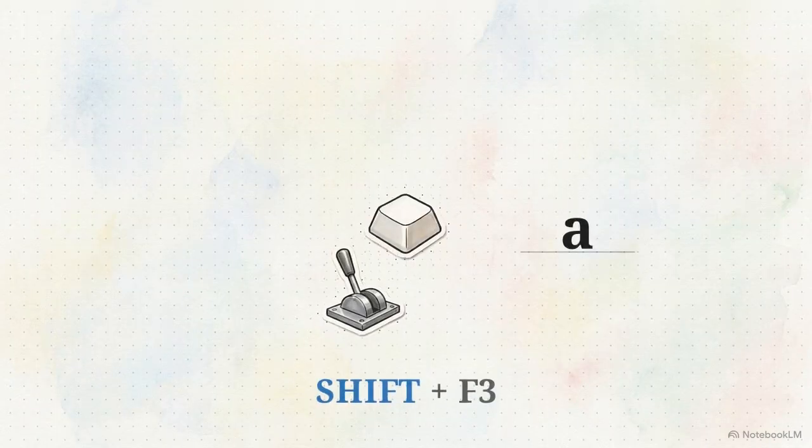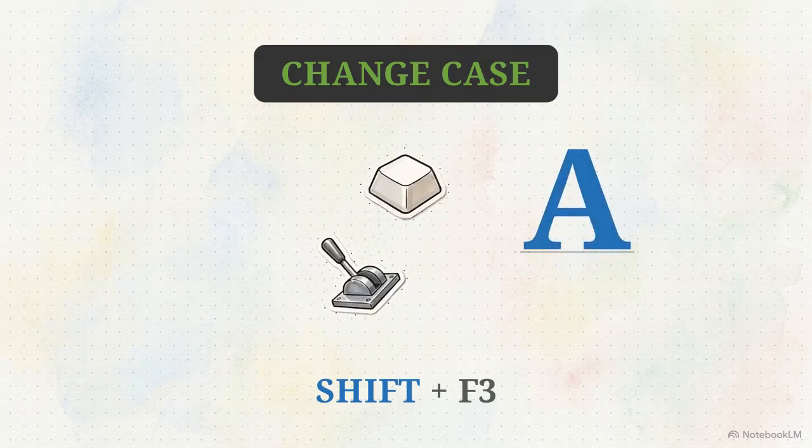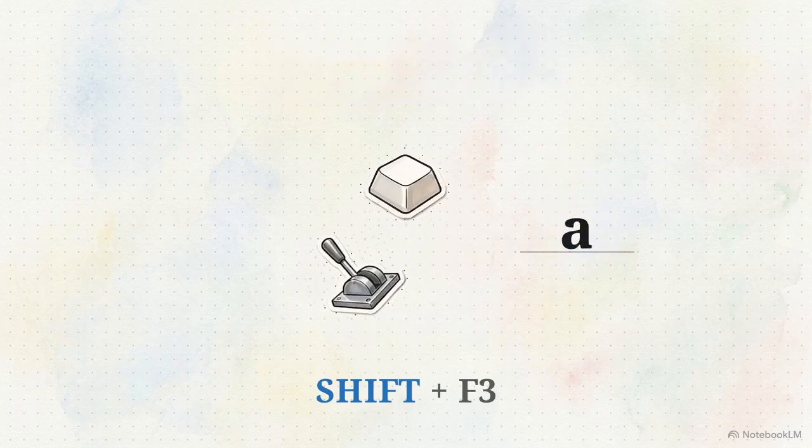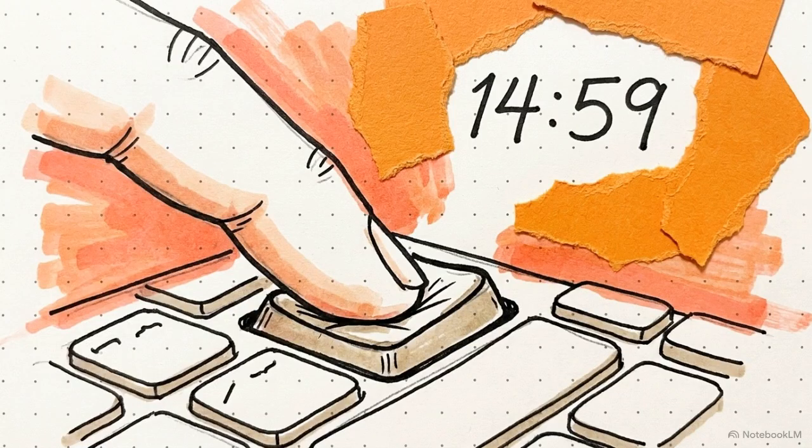For Shift+F3, which changes text case, conceptualize the word shift as physically shifting the size of the characters on the page. This turns abstract commands into tangible movements, helping you stay decisive during the 15-minute test.